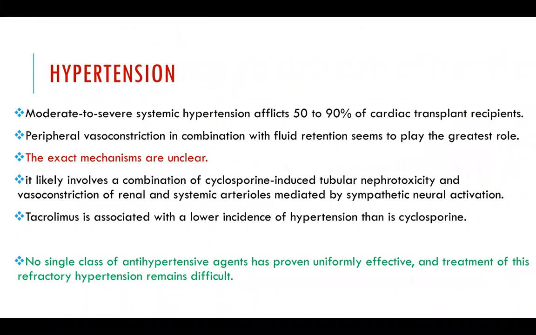Hypertension. Moderate to severe systemic hypertension afflicts 50 to 90% of cardiac transplant recipients. Peripheral vasoconstriction in combination with fluid retention seems to play the greatest role. The exact mechanism is not clear. It likely involves a combination of cyclosporine-induced tubular nephrotoxicity and vasoconstriction of renal and systemic arterioles mediated by sympathetic neural activation. Tacrolimus is associated with a lower incidence of hypertension than cyclosporine. No single class of antihypertensive agent has proven uniformly effective, and the treatment of this refractory hypertension remains difficult.